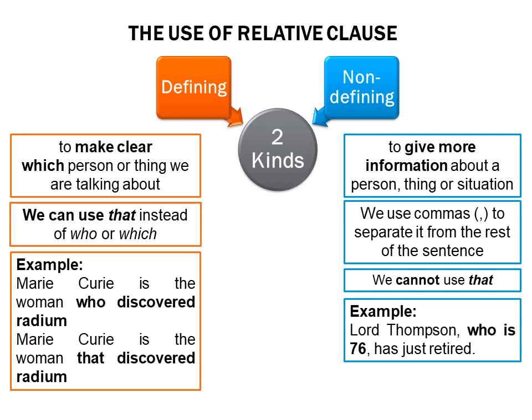The sentence remains complete. So that's why I have to use commas to separate it from the rest of the sentence, as if I remove this non-defining relative clause, it will not disrupt the meaning of the sentence. Again, the example: Lord Thomson, who's 76, has just retired.